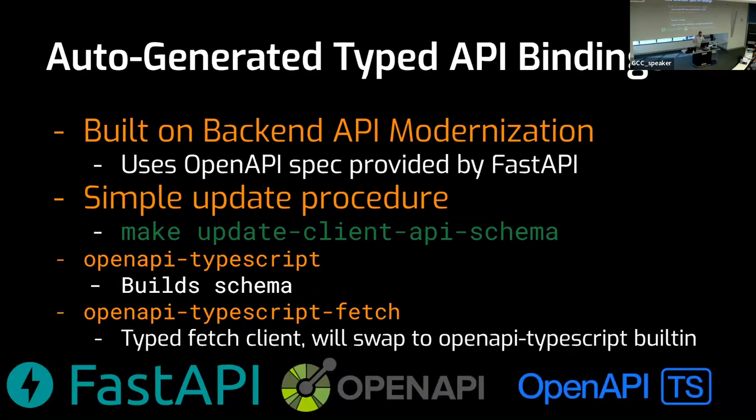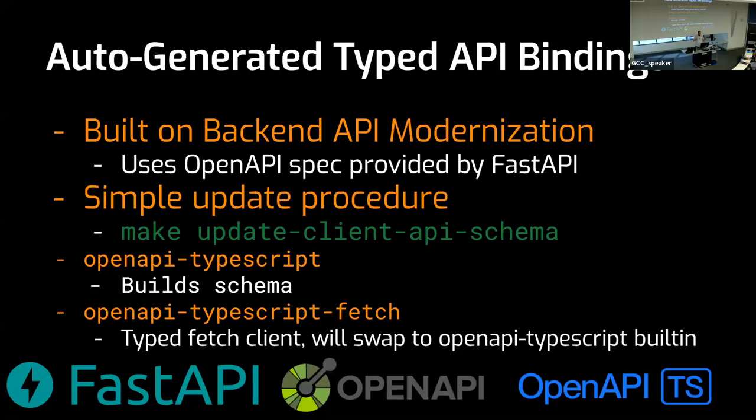So building on that, we now have these auto-generated typed API bindings, because of all the work the backend team did modernizing the API framework. That's all FastAPI, and it can generate an OpenAPI spec of the exact routes, parameters, responses, et cetera, from the API. There's an update procedure built in. You just run make update client API schema, and it generates the new schema, immediately available for use in the client. This also runs in CI, so if you change the API, forget to update the schema, and open a pull request, it gets flagged and you know right away that you need to update it.